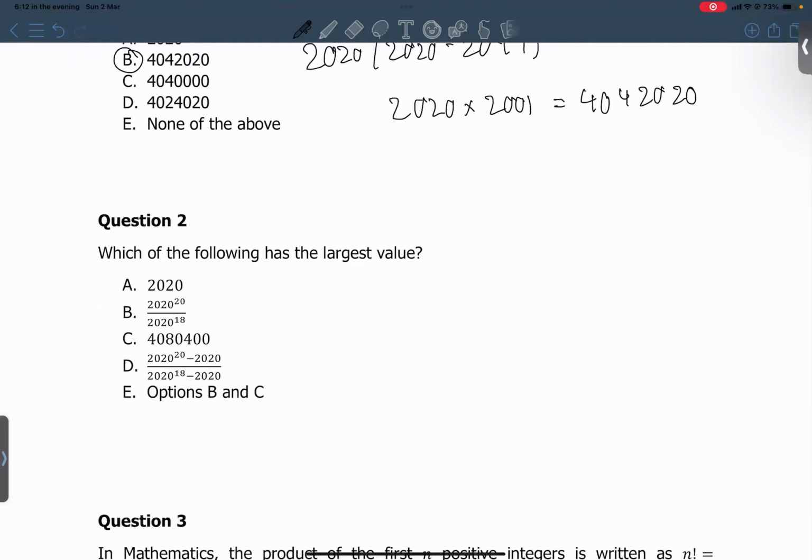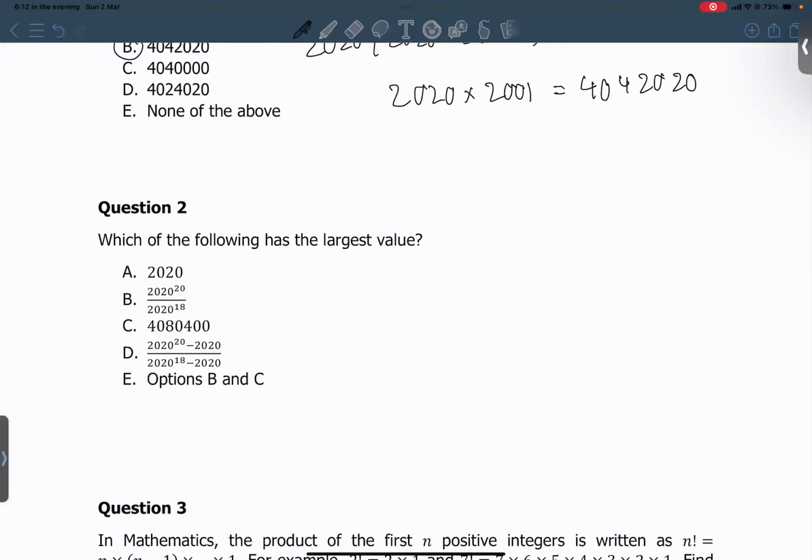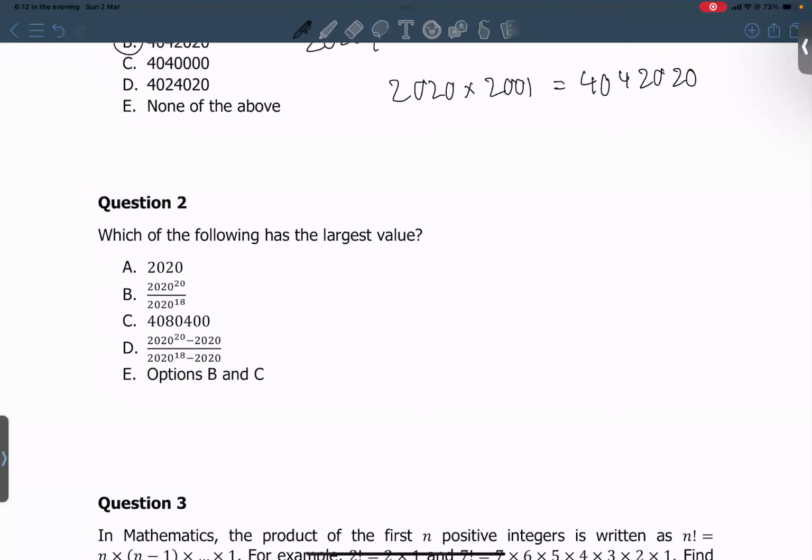Okay, guys, 2 minutes has passed, so we will start answering the question. They ask for the largest value among the choices. The first one is 2020, which is still 2020. For the second one, you will need to simplify it. You'll get 2020 to the power of 20 minus 18, which is 2020 squared, which is 4,080,400. For C, you'll get 4,080,400 like B.